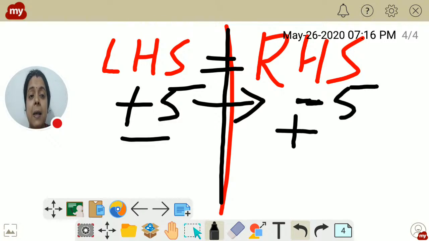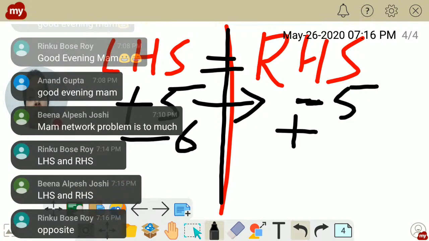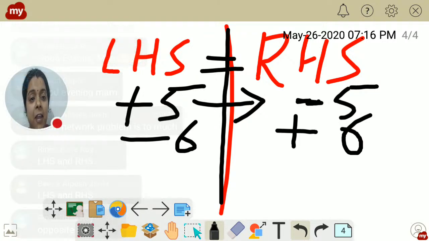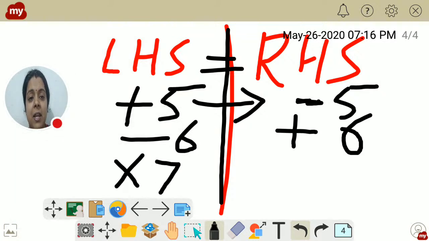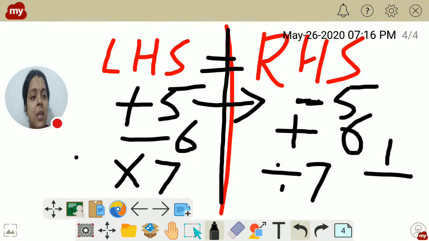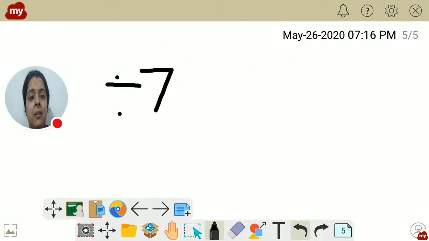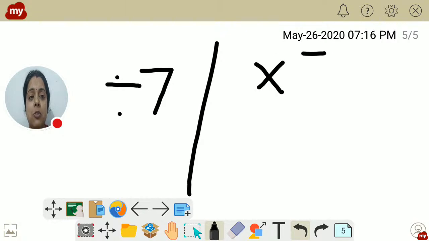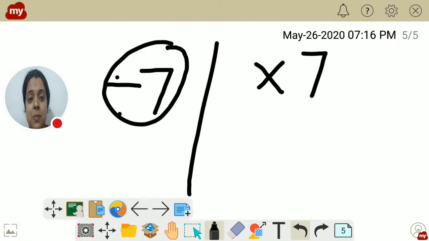When it is minus 6 towards the left hand side, it will be the opposite, plus 6, right? If it is multiply 7, it will become divide 7. So why write divide this way? Instead, I'll write 1 by 7. The same applies here. If it is divide 7, we'll multiply it over here. But the divide sign will not be written this way. It can be written this way or it can be written this way.